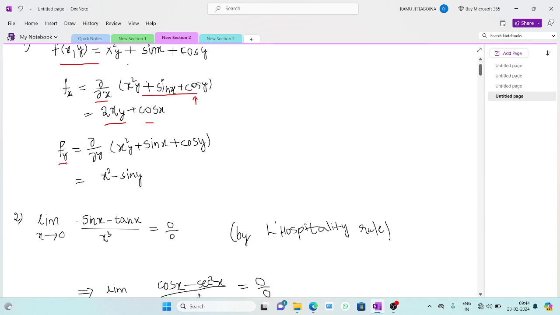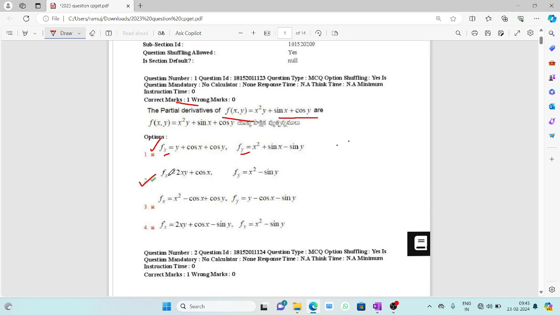Similarly, if I partially differentiate with respect to y, ∂/∂y of x square y plus sin x plus cos y. Here we are partially differentiating with respect to y. So x square is as it is and y goes to 1. So I get x square, and sin x goes to 0 because there are no y terms here, plus cos y. We know that the derivative of cos y is minus sin y. So I get f_y equal to x square minus sin y. So the second option is the correct option. We get f_x equal to 2xy plus cos x and f_y equal to x square minus sin y.